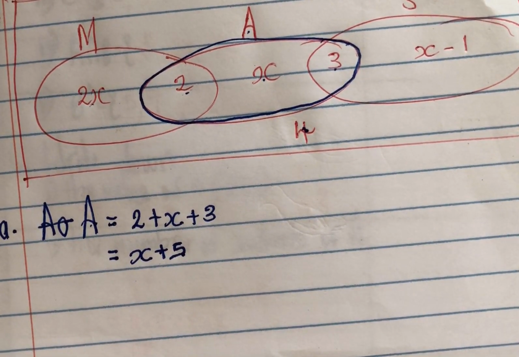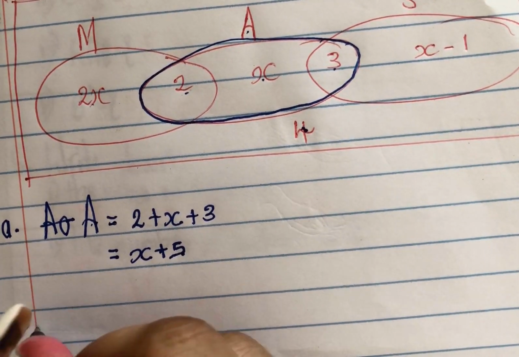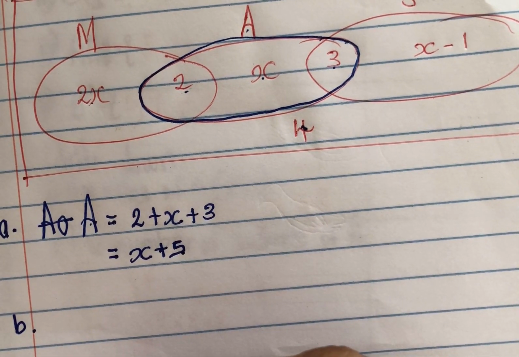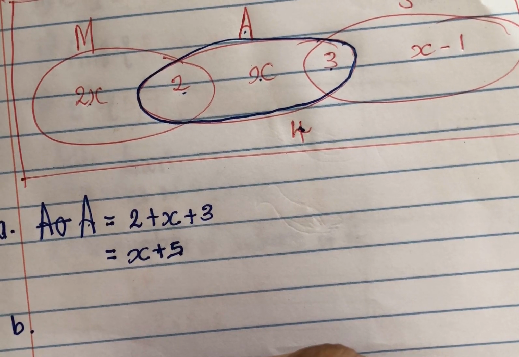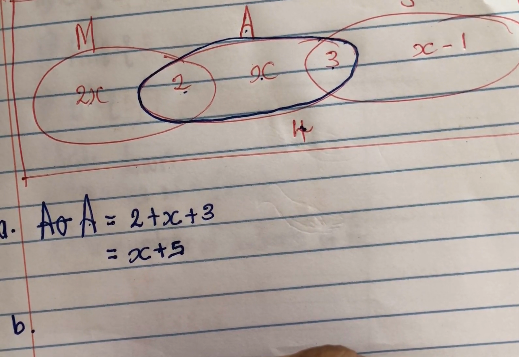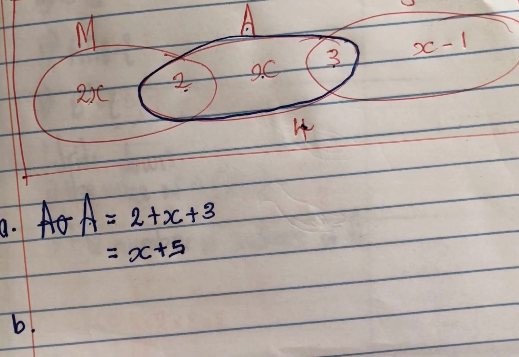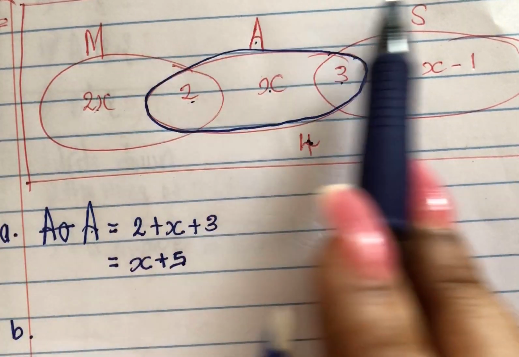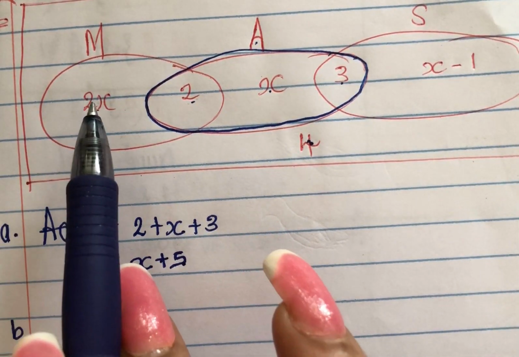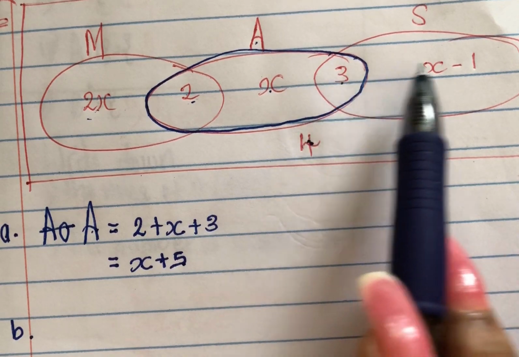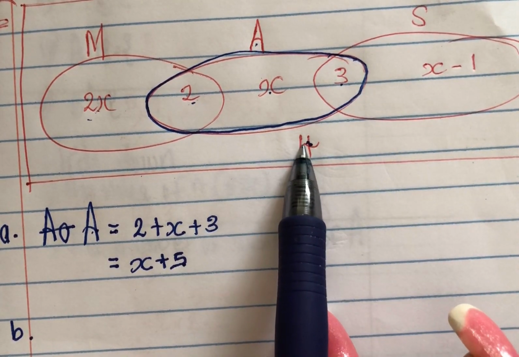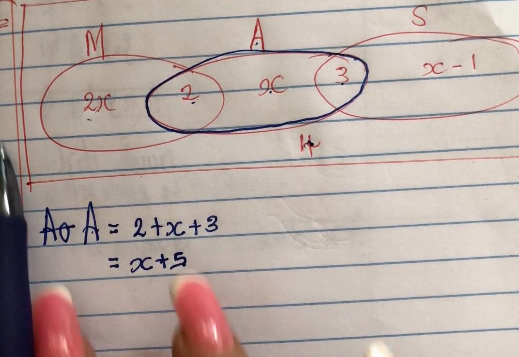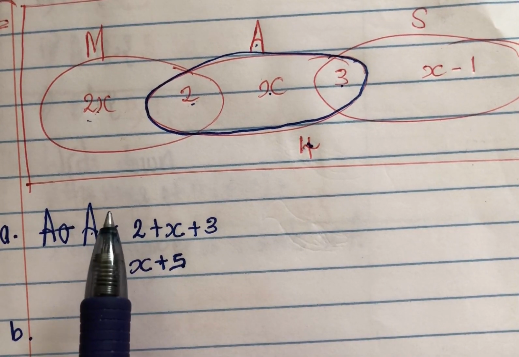Part B is asking me to, for the information in the Venn diagram, write an equation in terms of x and solve it. Good. I have a number of things in this Venn diagram, like I pointed out earlier. 2x, 2x, 3, x minus 1, and 4. So my universal is made up of all those things I just said.